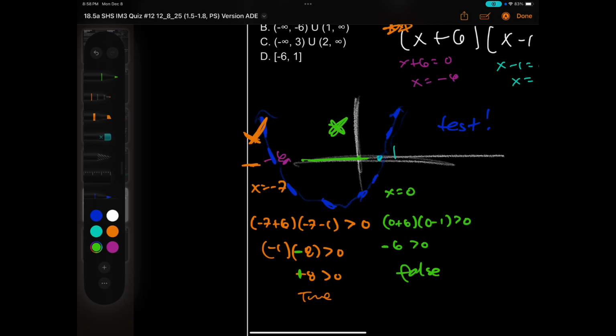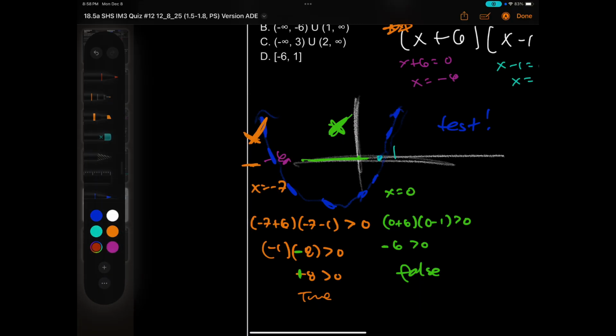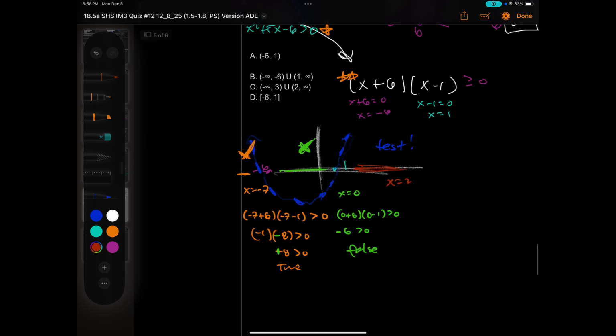So not in here. I'm expecting the far right one just to be, say, x equals 2. It's past that region, and I expect it to be true. So 8 times 1, 8 is greater than 0, so that's true.